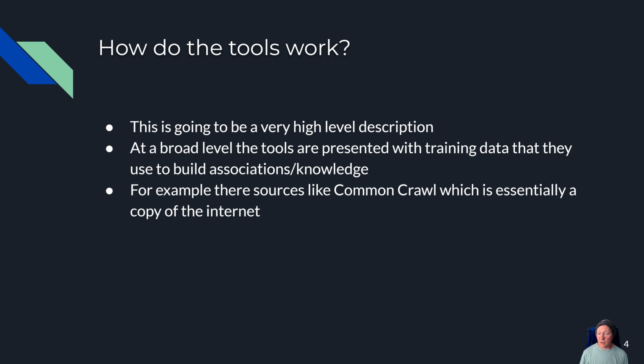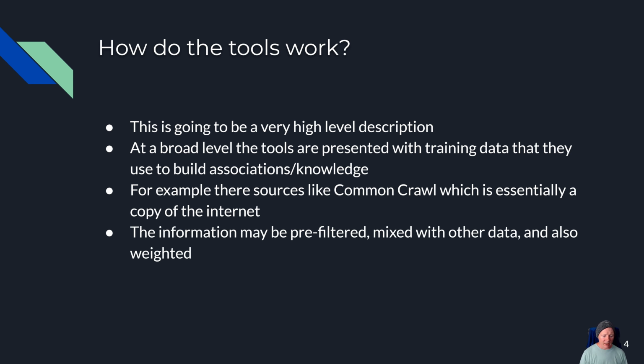For example, we have sources like Common Crawl, which is a copy of the internet, basically. It is accessible for researchers and other things like that. There are things derived from that. There is an image database derived from that which contains a link to an image and the associated alt text for it. Now that information might go through a filtering process to remove particular things.